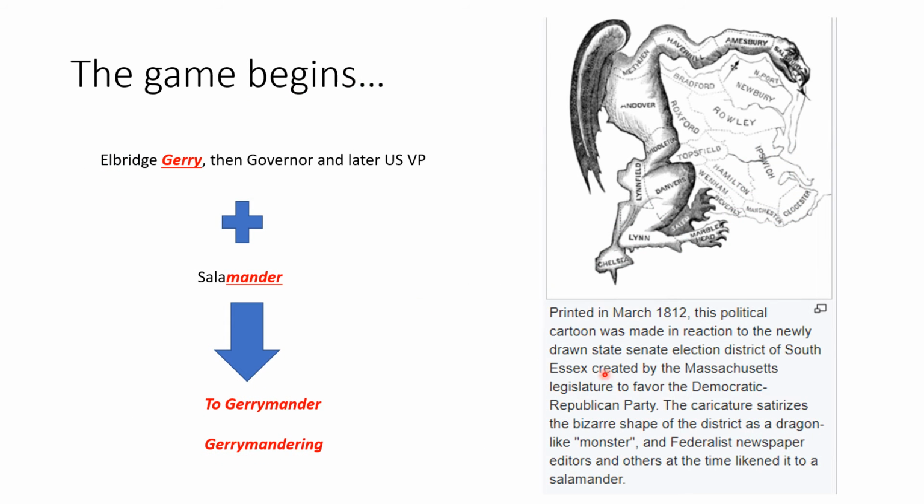This began in 1812 when Elbridge Gerry, then the governor of Massachusetts, created, to his political advantage, a district that looked shaped like a salamander. And that helped his party, but they took Gerry and mander and put it together for the verb to gerrymander, or gerrymandering as a gerund.